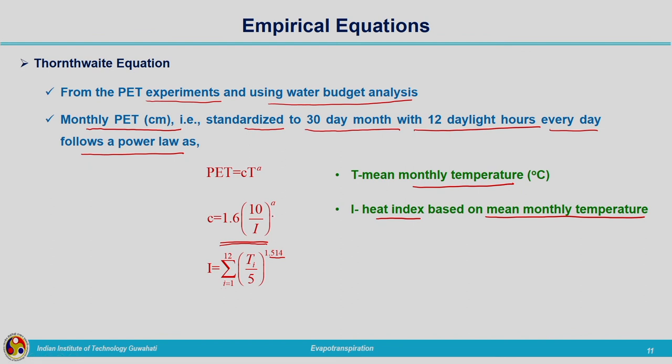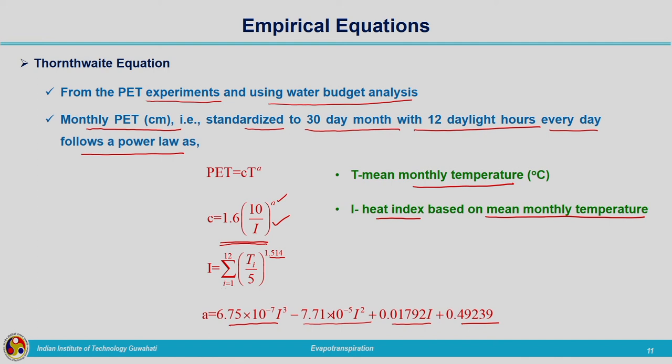So, once I is obtained, we can calculate C if A is already known. How can we get the value of A? A can be obtained by using this cubic equation: 6.75 into 10 to the power of minus 7 I cubed, minus 7.71 into 10 to the power of minus 5 I squared, plus 0.01792 I, plus 0.49239. These are the four terms present in A. So, by making use of this cubic equation, we can calculate the value of A.